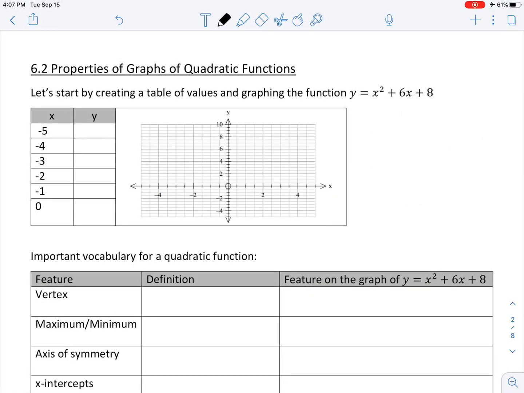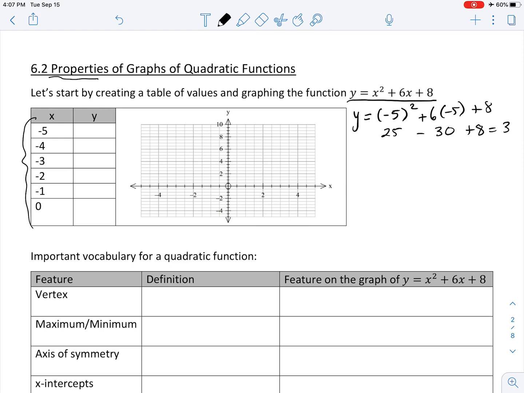Okay, so in this next video, we're looking at some of the features, the properties of the graphs of quadratic functions. So we're just going to start with this function over here, and I've picked some values of x for us to put in and see what we get as a y value. So remember, we use brackets: (-5) squared, x squared plus 6x plus 8. So this is 25 minus 30 plus 8, which gives me 3.